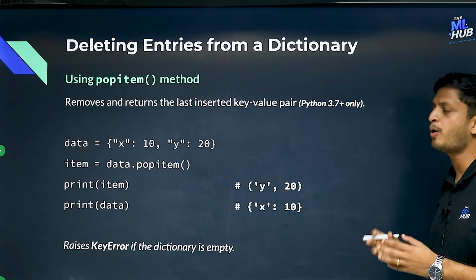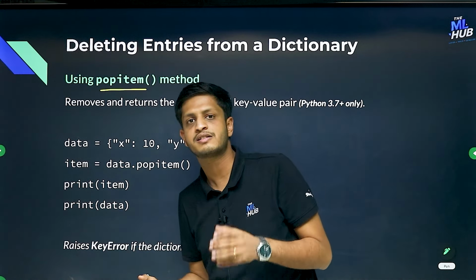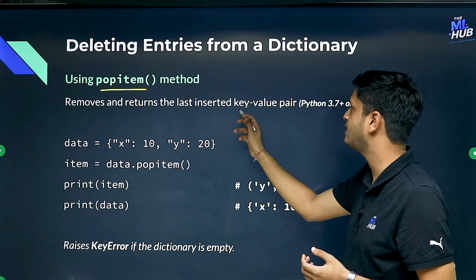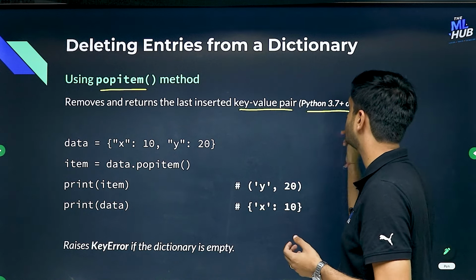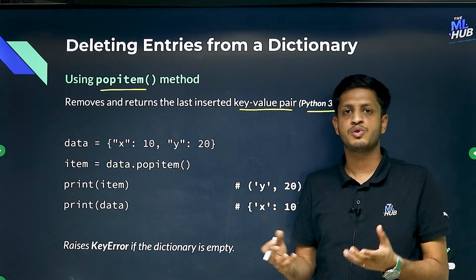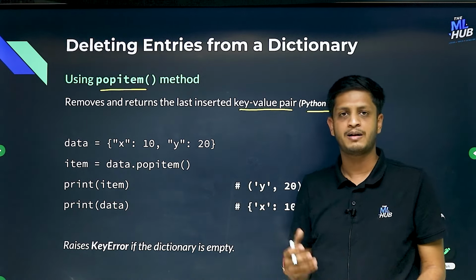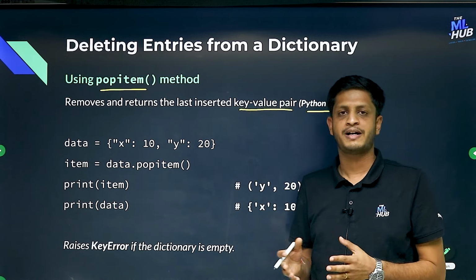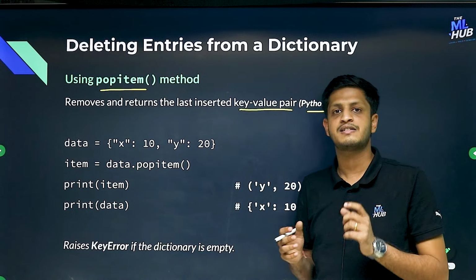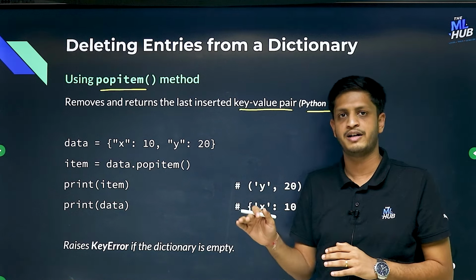Now there is a function called popitem. The popitem function in a dictionary deletes the last inserted key value pair by default. So it removes and returns the last inserted key value pair, and it is only there in Python 3.7 plus. Because in earlier versions of Python, dictionaries were unordered. So there was no concept of last inserted value. There was no order at all, and hence there was no popitem function available. But now in the newest version of Python, the popitem function is available for a dictionary. It deletes the last inserted value in the memory.